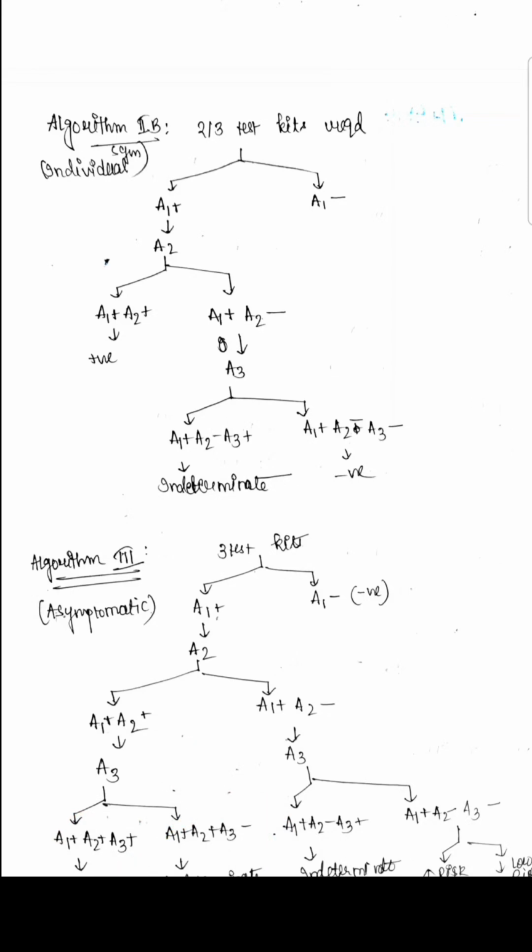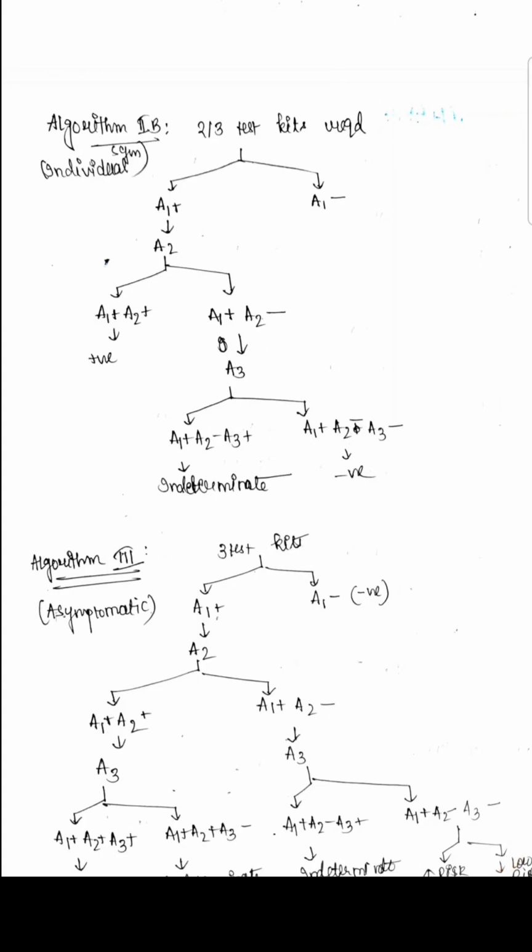Now if A1 is positive, A2 is negative, perform A3. If A3 comes out to be positive, there is another ambiguity here: A1 positive, A2 negative, A3 positive, so it's indeterminate. And if A1 is positive, A2 and A3 both are negative, then the individual is of high risk or of low risk. That depends on further testing.